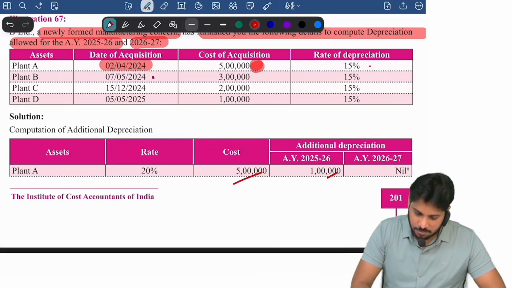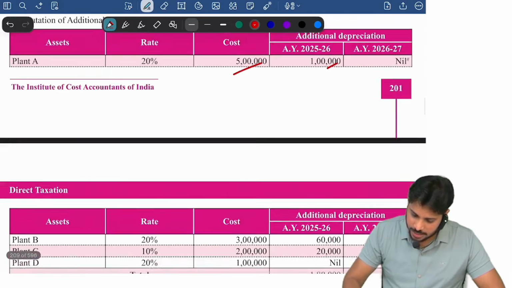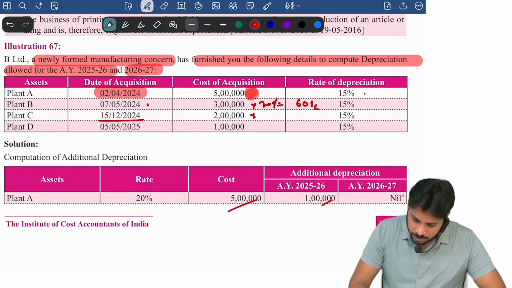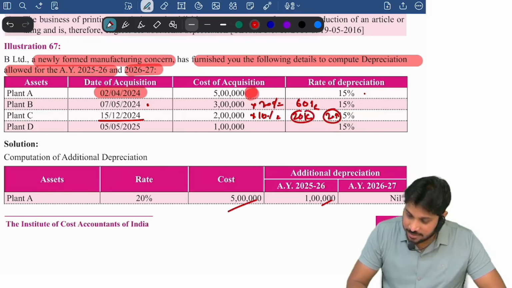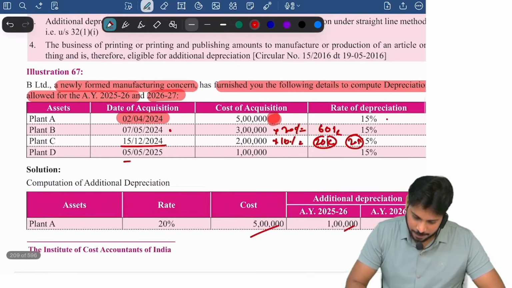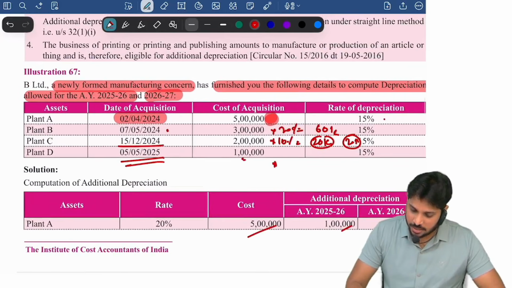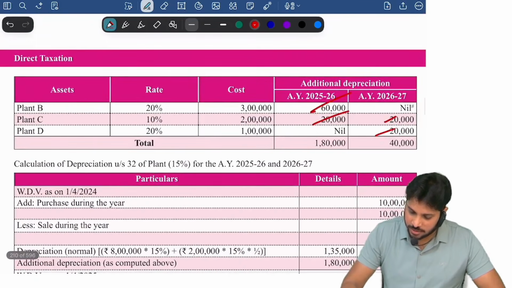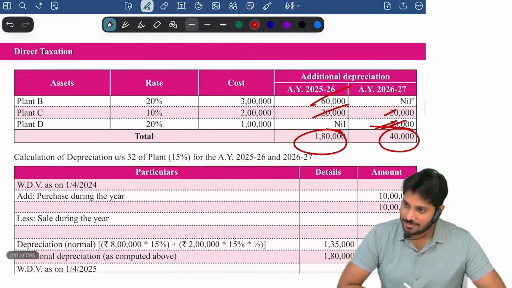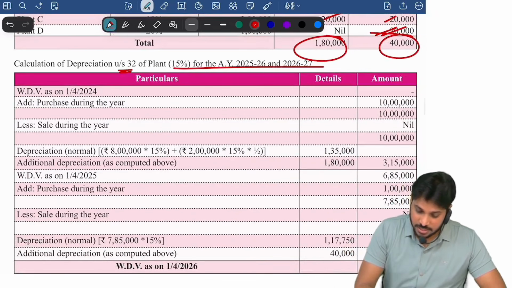Suppose on 7th May in the same year it is used, into 20% is 60k, correct? Then 15th December into 10%, which is 20k in the current year, again 20k in the next year. You see 20, 20. Yes or no? Next, 5th May it is used, 1 lakh into 20%, 20,000 in the next year. Total additional depreciation is this much. Easy, not a big deal. Now they are asking for the calculation of depreciation under section 32 for both the years.